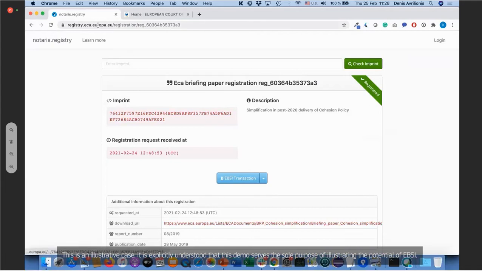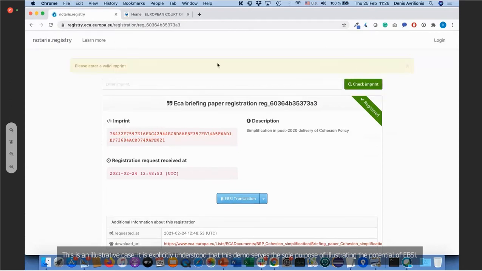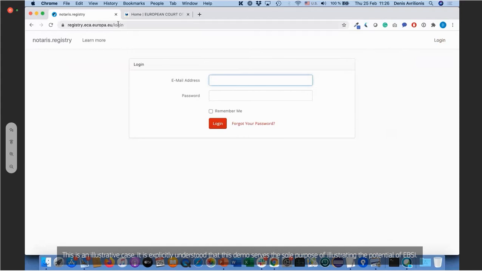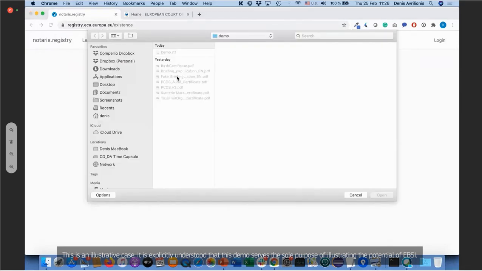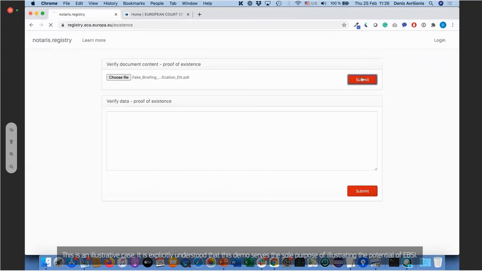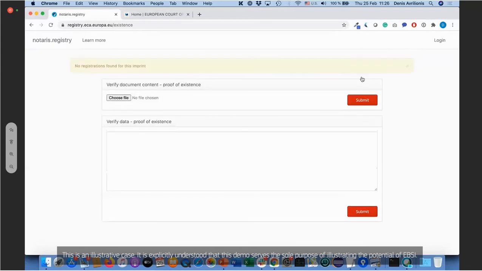Indeed, if documents are altered, then what is definitely possible is that you can check, and here I'm simulating a fake document. When you go through the system with a document that has not been notarized, you get this information that there are no registrations found for this specific piece of information that has been supplied. So there is a very strict control on the way that things can be checked, and it is also instantaneous. So that's it from the publications case.